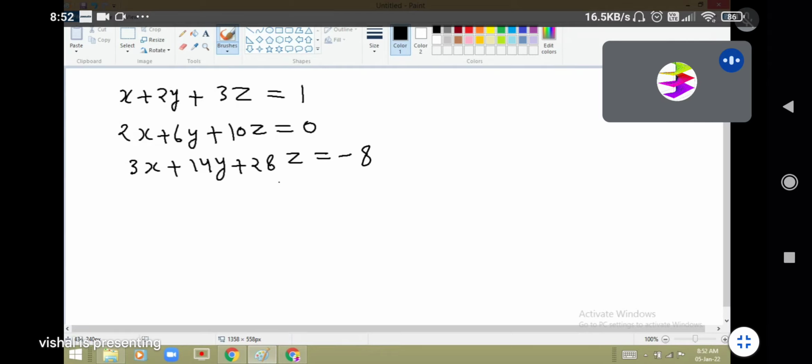By the Gaussian elimination method, we solve this type of system of linear equations, and we will find the values of x, y, z. So what is the use of Gaussian elimination method? The use of Gaussian elimination method is to find the value of unknown variables like x, y, z in this example by a particular method called Gaussian elimination method.